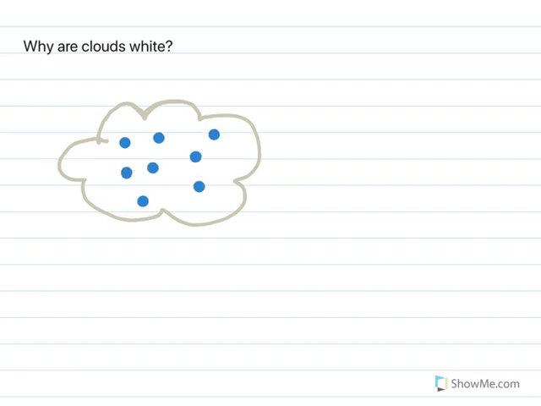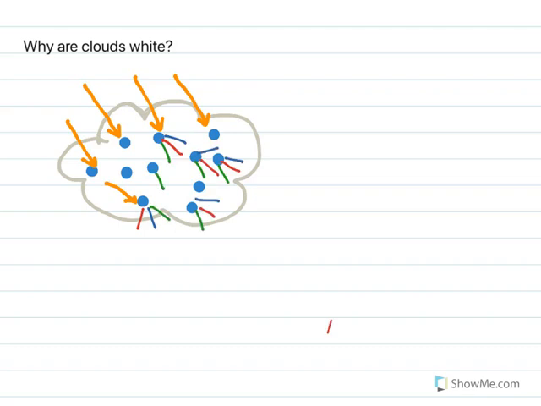Next, why are clouds white? Now we see that clouds are made up of very large particles of water. And because they're made up of very large particles of water, the light that falls on them undergoes even scattering. All the colors are scattered evenly, and since this even scattering takes place, they appear white in color.